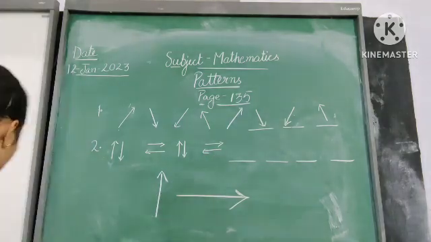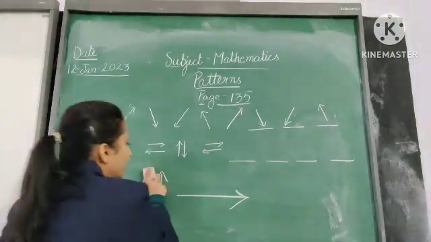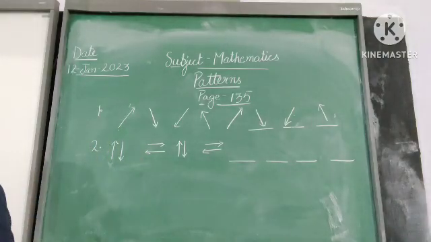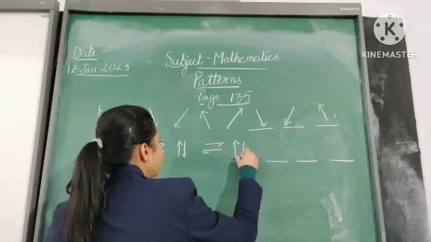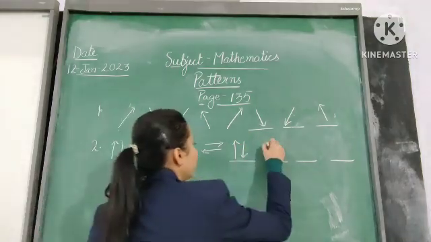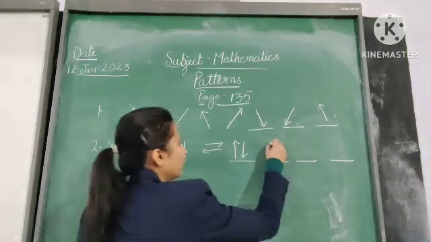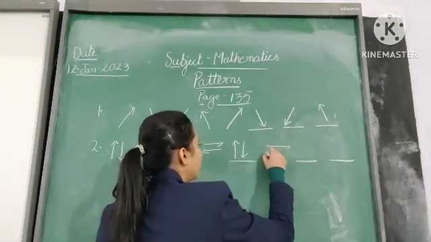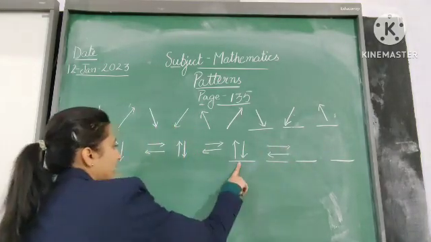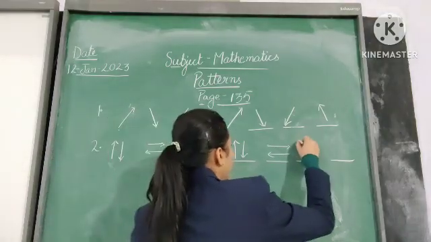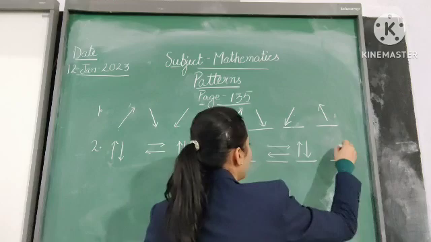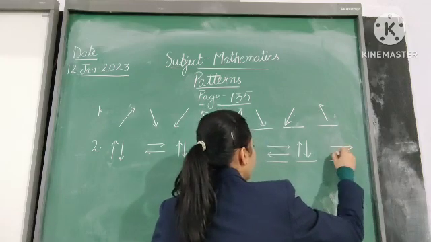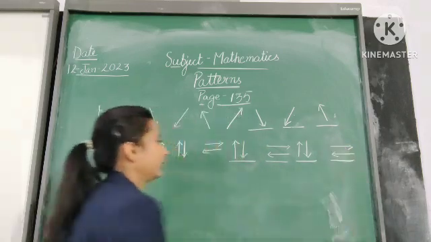So if we follow this pattern, for the next four blanks we will make horizontal arrows, vertical arrows, then horizontal arrows, standing and then sleeping, and then vertical arrows, and then again sleeping arrows, that is horizontal arrows.